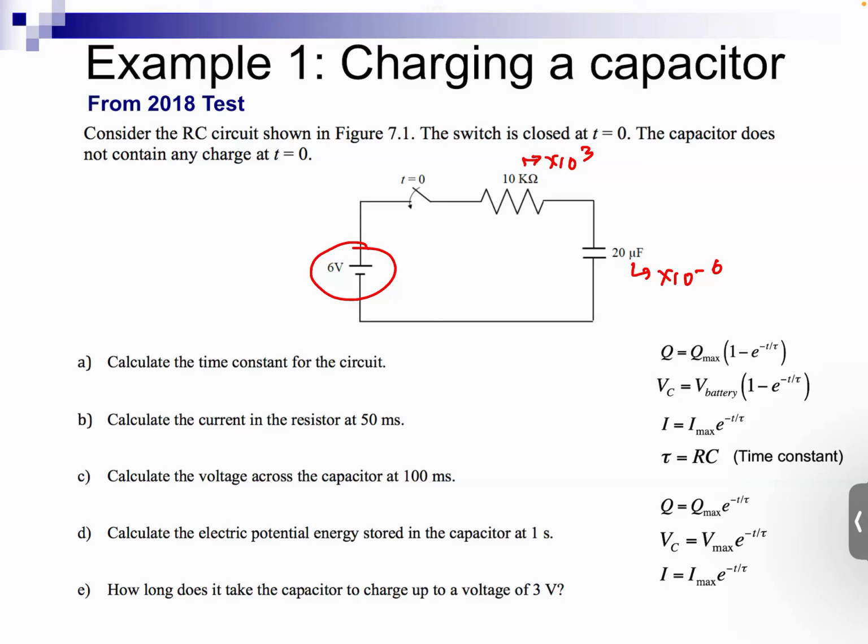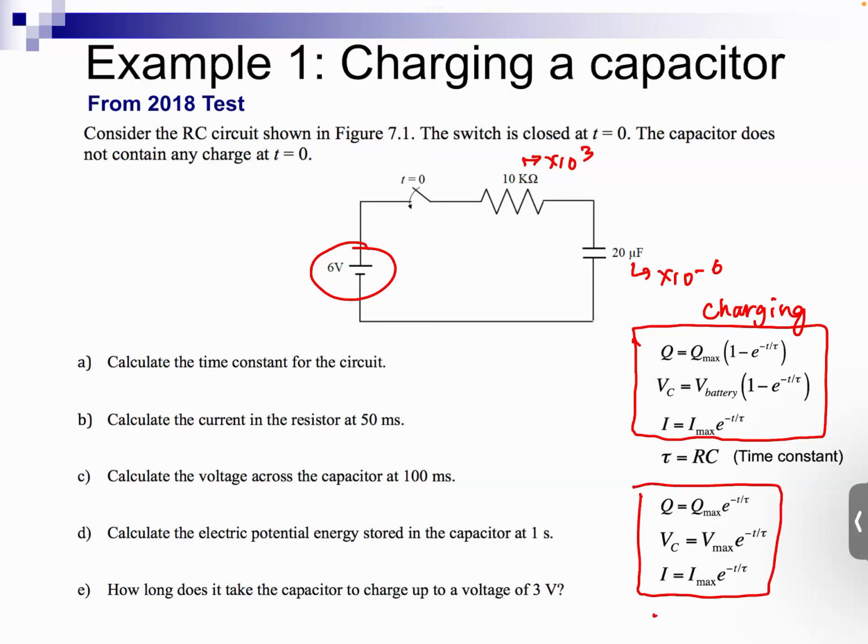Right, the charging up process will be these equations here. These are the charging equations, right? And these ones are the discharging equations, because in the discharging equations, the equations take on similar forms. The charge, voltage, and current have similar equations.